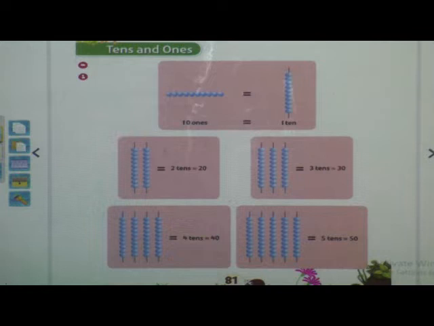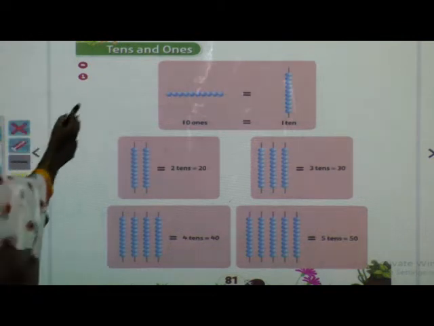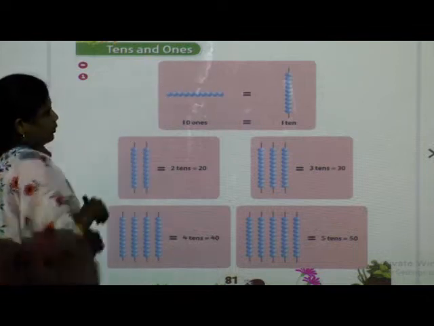So here today we are going to learn tens and ones. What we are going to learn? Tens and ones. Just now we saw tens and ones in a practical way. Now we will complete that in the book. So see, now I will show you once again here. Tens and ones.